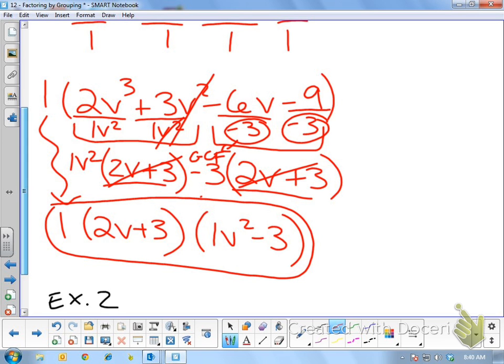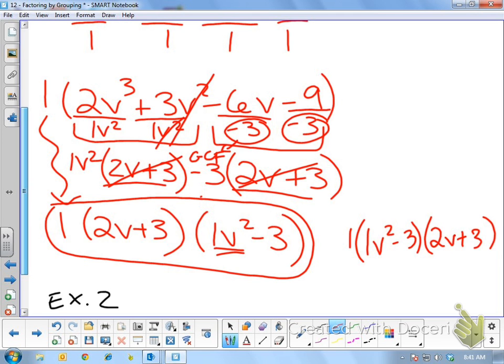Wait, where's the 1v2 from? 1v2 got moved into this parenthesis. No matter what side. In the parentheses, we should go from left to right. I could have written the parentheses themselves in opposite order, so that I could switch. But I could not switch the 3 and the v squared. Yes? Where'd you get the 1v second, first?